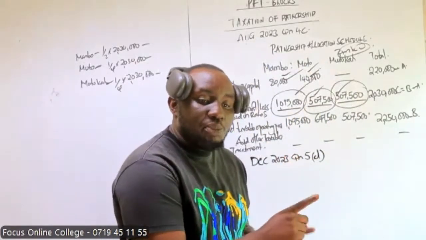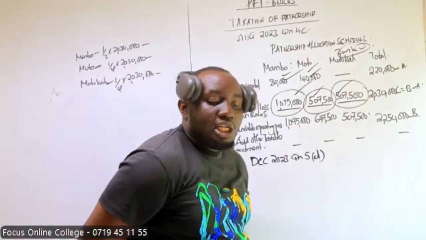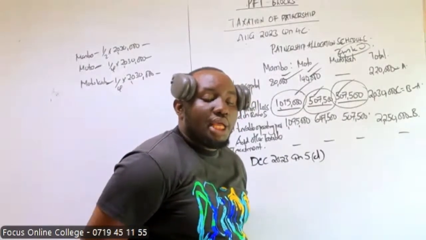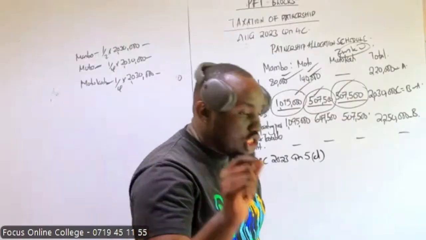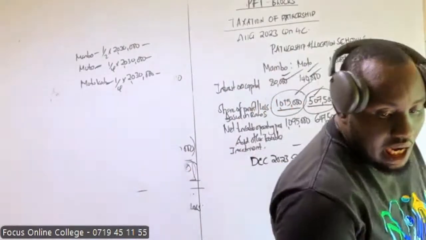implying that the rental income for partnership, we are going to take it to the allocation schedule. Please click yes. Are we together? I hope that is understood.